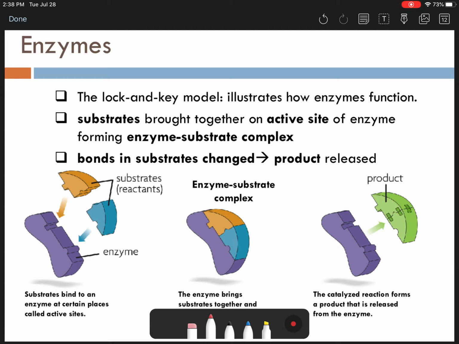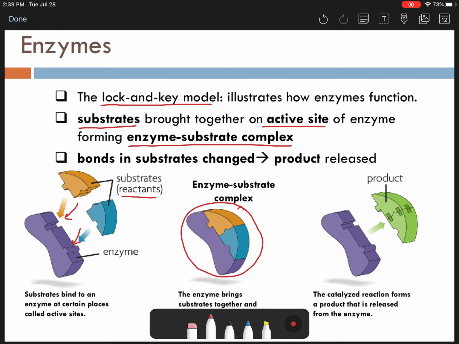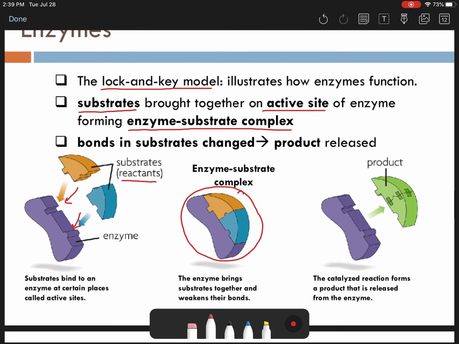So the lock and key model illustrates how an enzyme functions. Sometimes people almost think of it as pieces of a puzzle fitting together, but sometimes you'll hear it called the lock and key model. Substrates, again, are brought together on the active site of the enzyme, and this forms what's called the enzyme substrate complex. So again, here are your substrates or your reactants. They're going to fit to the active sites there on the enzyme. Once they are all hooked together, we call that the enzyme substrate complex.